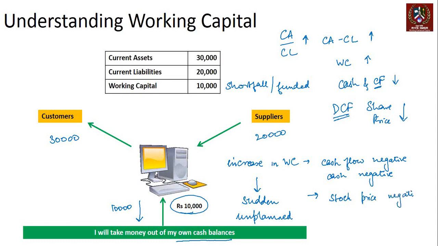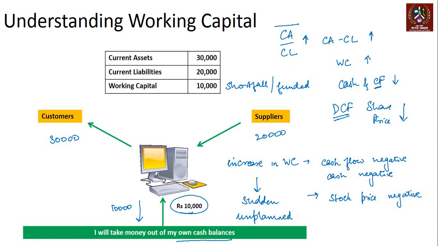What do I mean by stock price negative? It will negatively impact the stock price of the company if there is a sudden jump in the working capital, because it is cash flow negative, right? And if you have not planned for it, you will be running around at that point of time in the business trying to figure out where to raise cash from. That's the nature of working capital and why working capital becomes important.